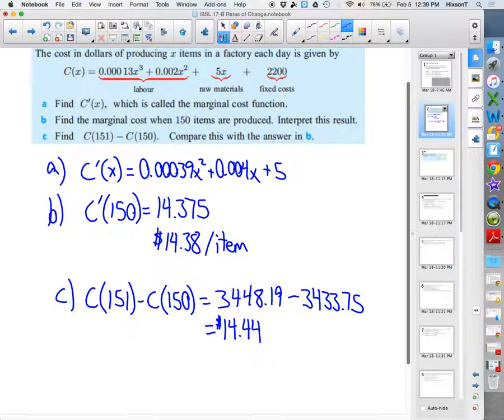Almost. We're on the right track, because if we plugged in C prime of 151, it wouldn't exactly be, it would actually be 1449.6, so we'll call that 1450 per item. Well, look at that number compared to what we got for B compared to what we got for C. And that might tip you off.